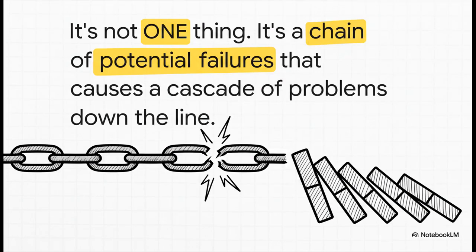Yeah, it's almost never just one single thing. A data pipeline is a process, right? It's a whole chain of events that all have to go perfectly. A failure? That's just one link in that chain snapping. And when it does, boom, it causes a whole cascade of problems down the line.